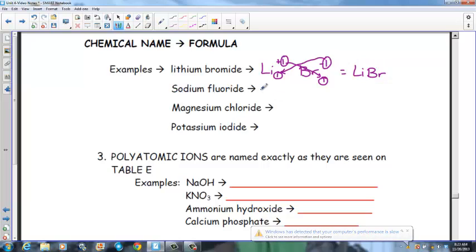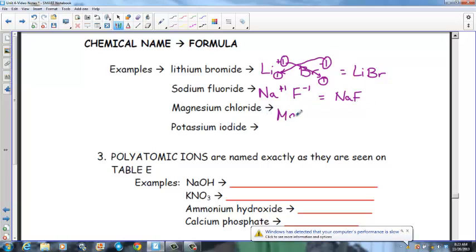Sodium fluoride, then we have Na, and that's a +1. Fluorine is a -1. And again, since they're ones, we don't really need to do the crisscross method, but I did want to show you how to do it here. But they cancel each other out, or they add up to 0, so then we would just write NaF. And make sure that the second element is capitalized. We still have to follow the rules for symbols here.